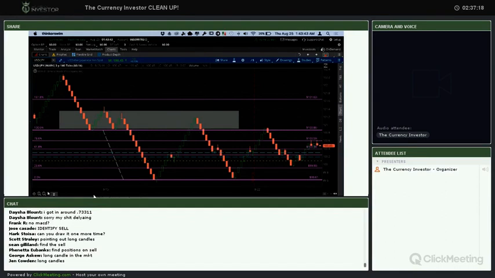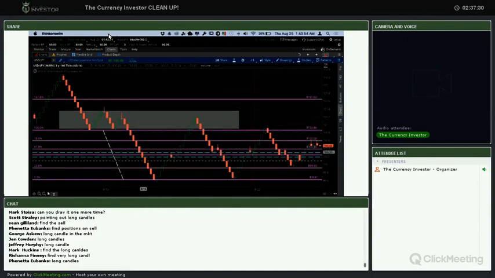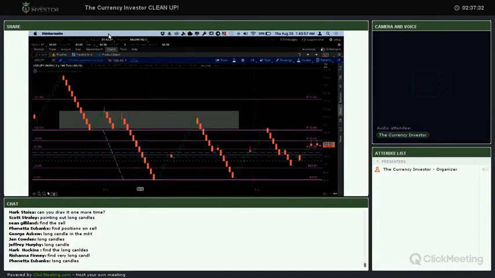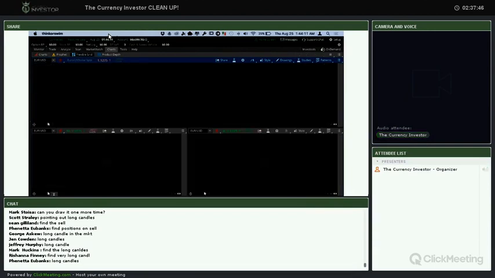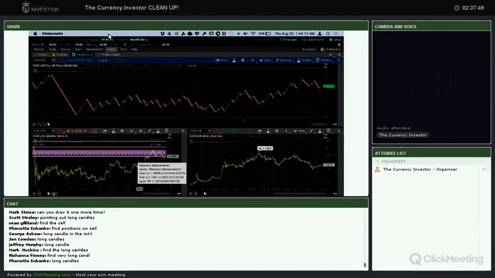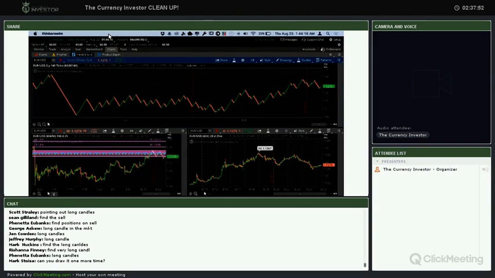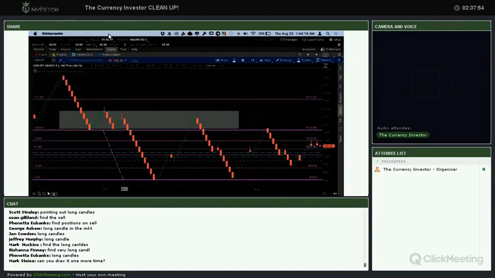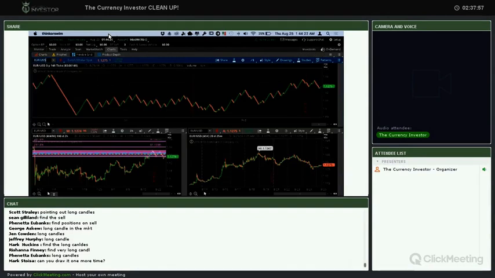So, pointing out the long candle. I think apparently step one would be this big line right here. So, this took place on August 16th. Let's find it here on the charts. And we're looking for USD JPY.